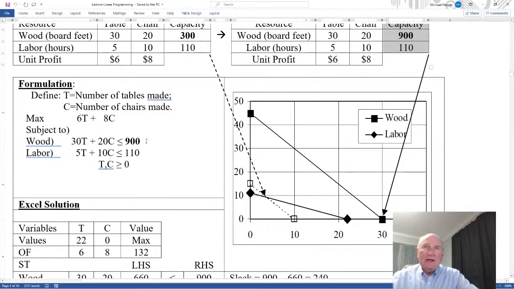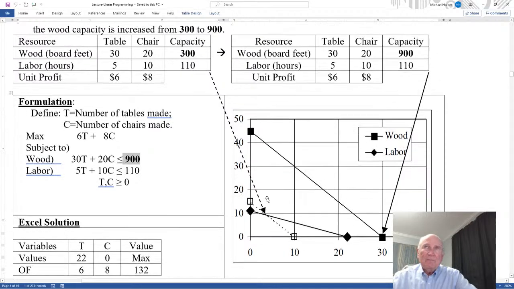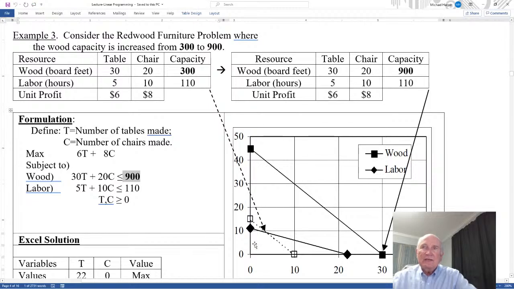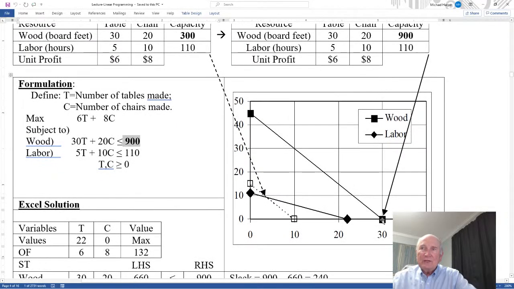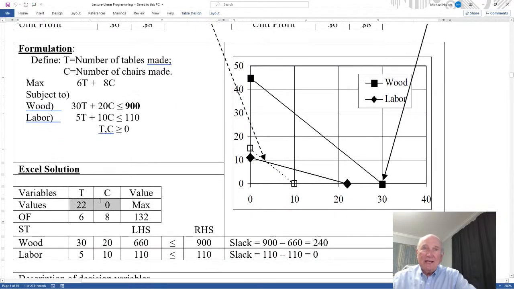Well, so the 900, I just changed that one number. For 300, here's the solution. The optimal solution is 4 tables and 9 chairs. But if this increases to 900, here's my wood constraint. This dotted one is my old one. My new one is this wood constraint right here. And the solution then is going to be right here, 22 tables and 0 chairs. So again, I'm zeroing out my chairs. I'm just zeroing out chairs a lot. Why? There's a good reason.